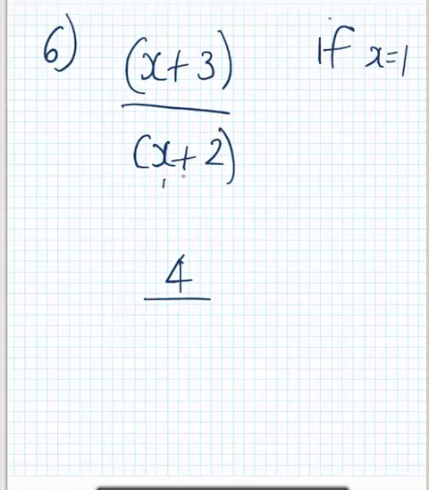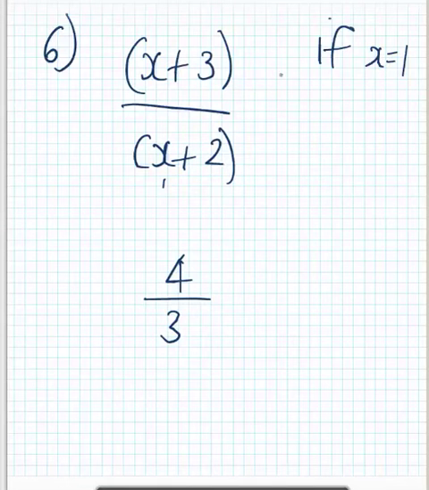And if x was 1 here, 1 plus 2 is just 3. And I end up with this fraction here. And can I simplify this fraction, the 4 and 3? No, they can't be simplified. Okay, so I just turn it into a mixed fraction and we're done.